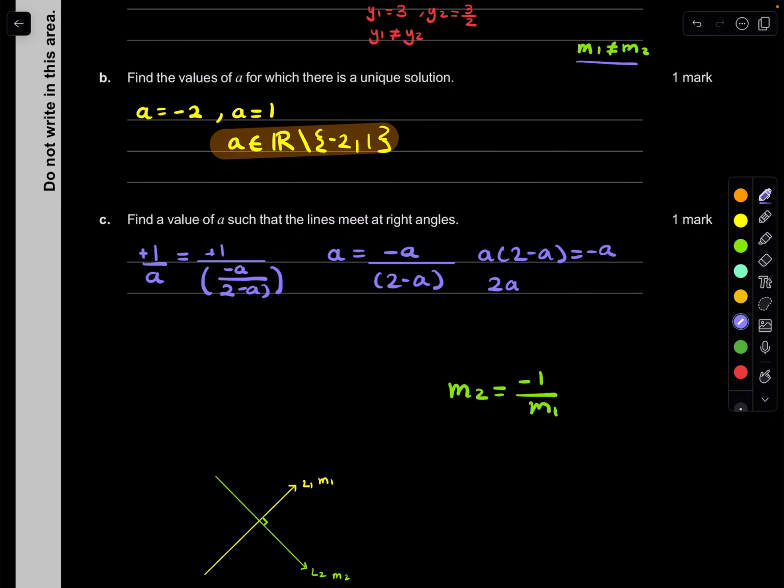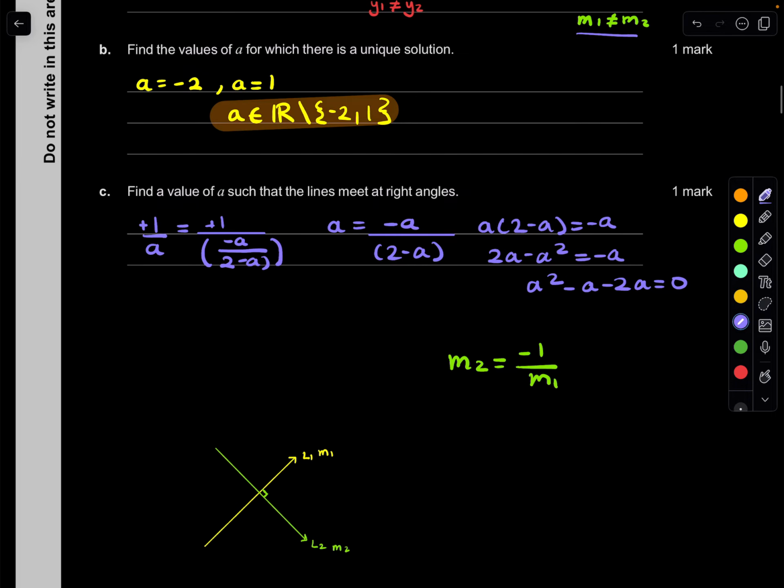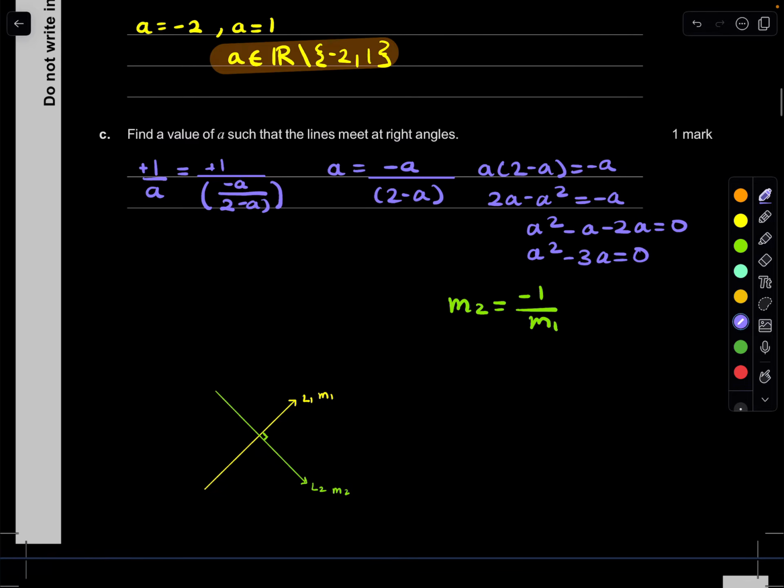Expand this out. So 2A minus A squared equals -A, giving A squared minus 3A equals 0. So A times (A minus 3) equals 0. Hence A equals 0 and A equals 3. So we actually get 2 values.